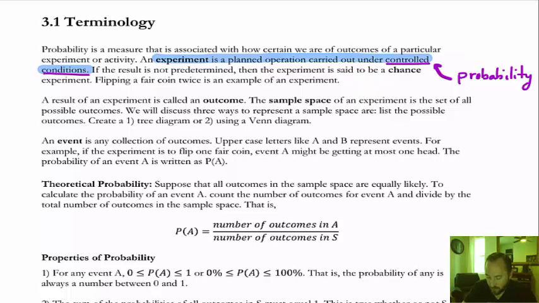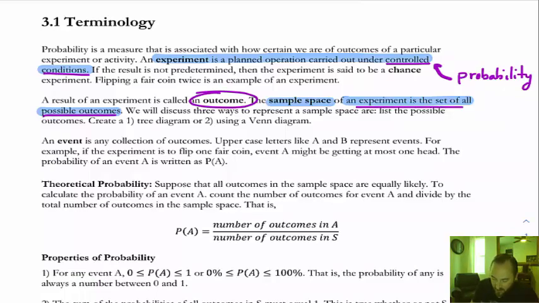So the best thing we can do at this point is look at what's called an outcome, and define each one of the different components. This first one is called a sample space. The sample space is the set of all outcomes, again, the set of all possible outcomes. Each one of those elements inside the sample space is called an outcome.